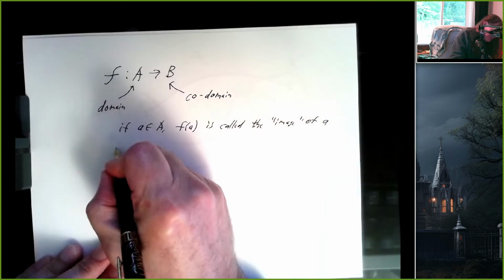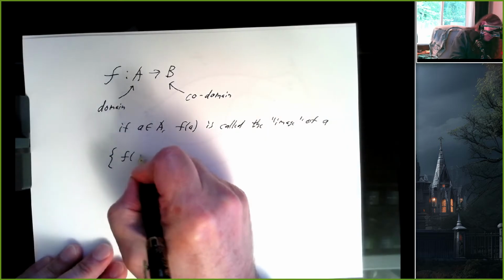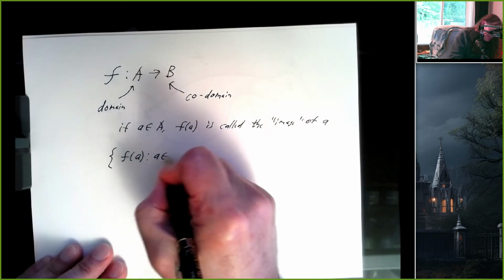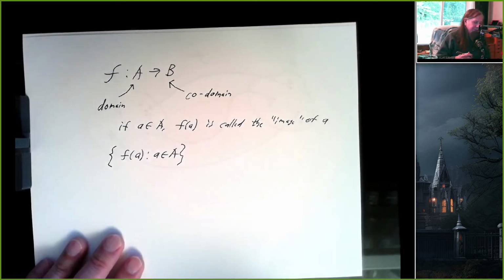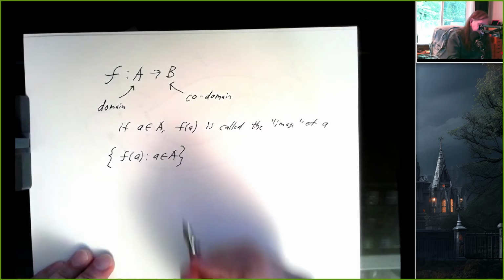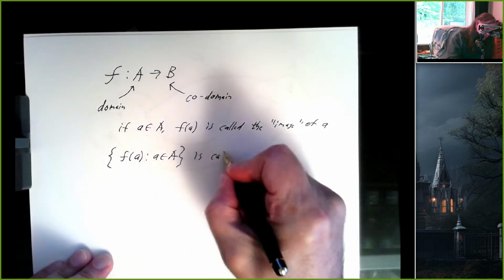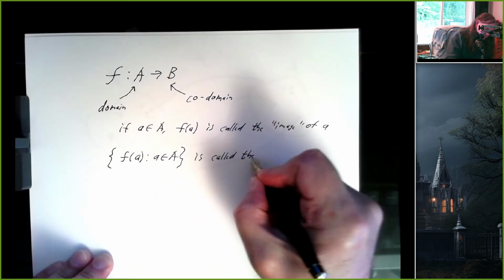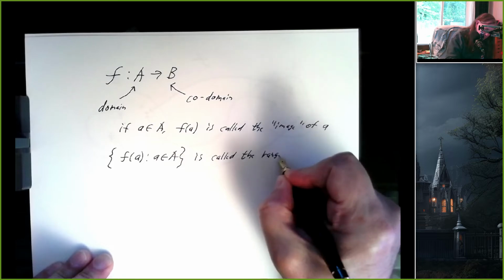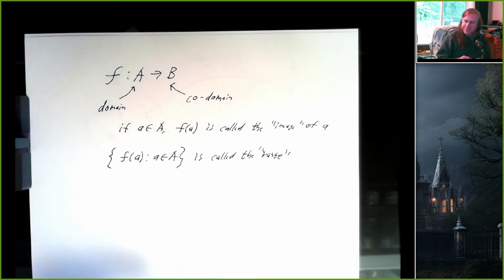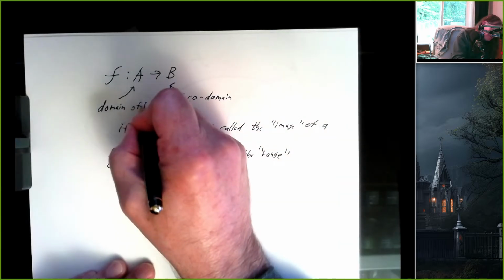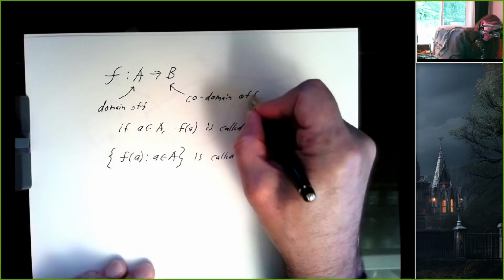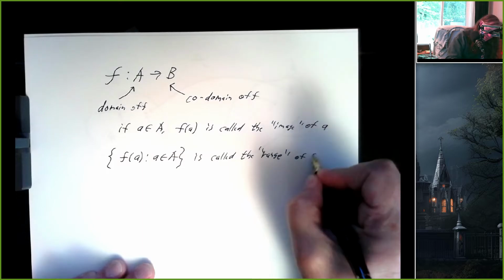And then if we look at the set of all f(a) such that a is in the set big A, so the set of all the things that get mapped to, this is called the range of the function. So this is the domain of f, this is the codomain of f, and this is the range of f.